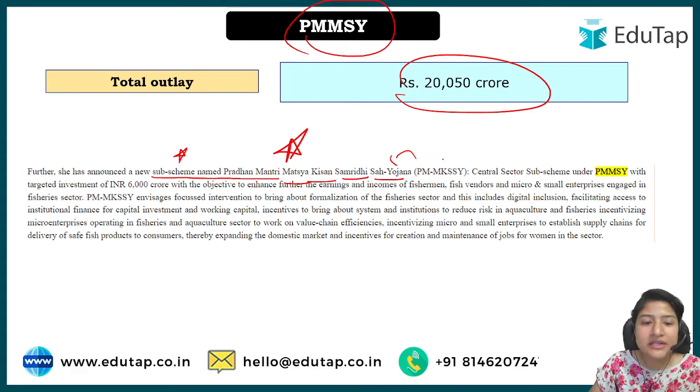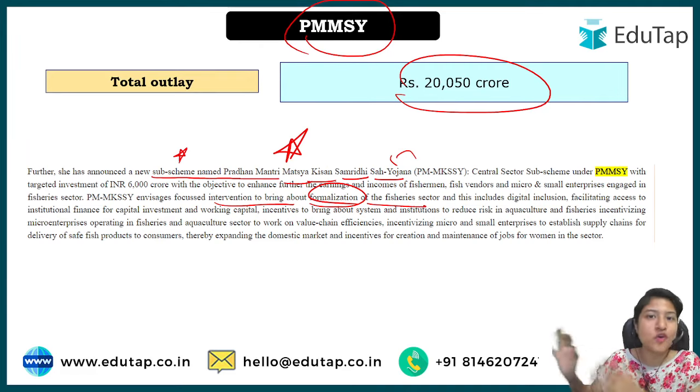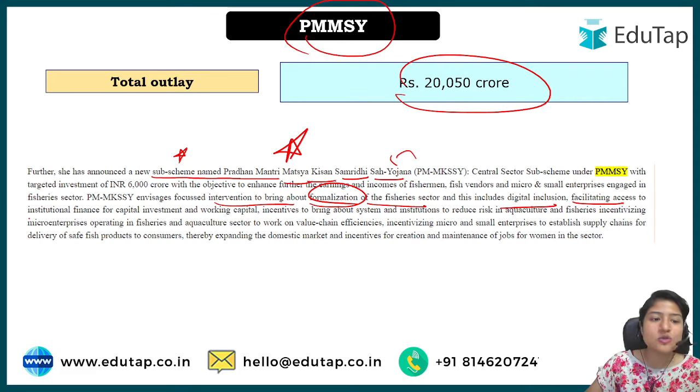With what objective? So the objective here is to bring about formalization. So we have to actually formalize the fishery sector. It is currently informal type of sector, right? Formalization. So how this will be done? This will be done by digital inclusion. It will be done by facilitating access to institutional finance.